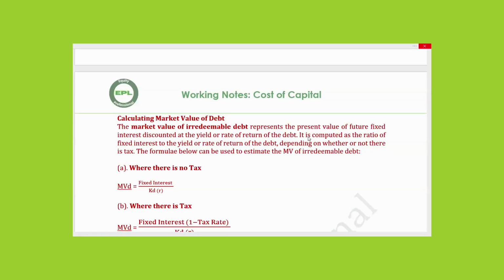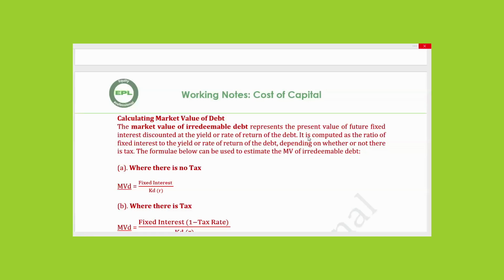Then, of course, we discussed the dividend valuation model. And we said that the dividend valuation model is used to calculate cost of equity when information about dividend and share price are given. And it is calculated, cost of equity is calculated as the ratio of dividend to ex-dividend share price, depending on whether or not there's growth in dividend payments. Of course, there are formulas to do that.